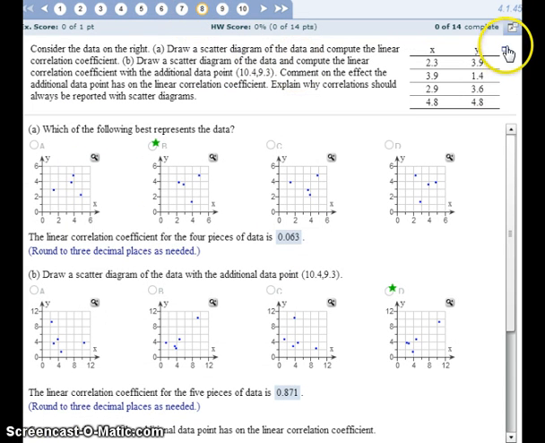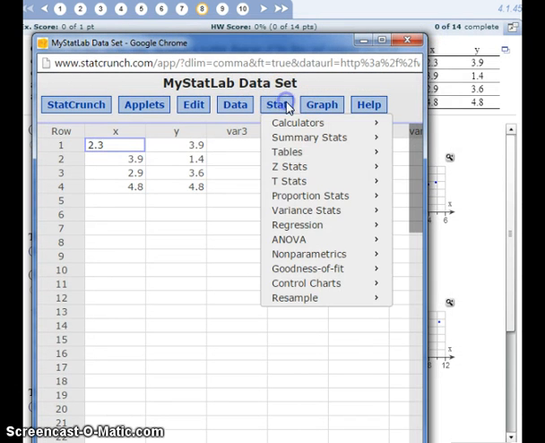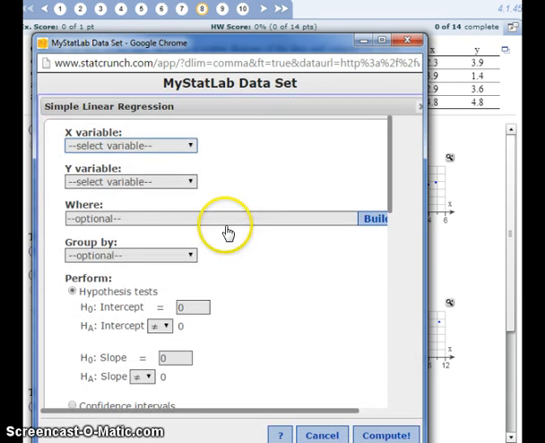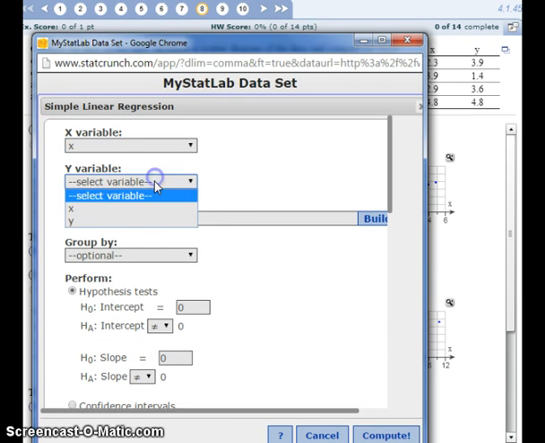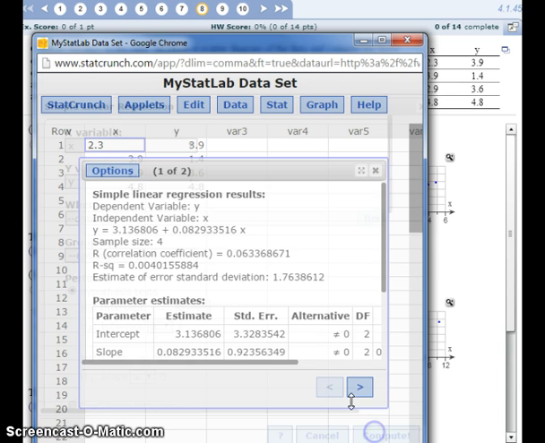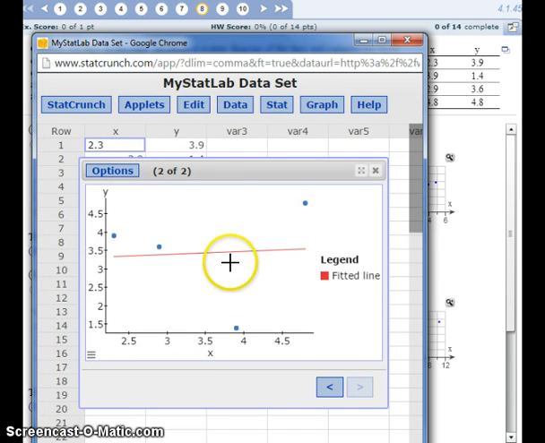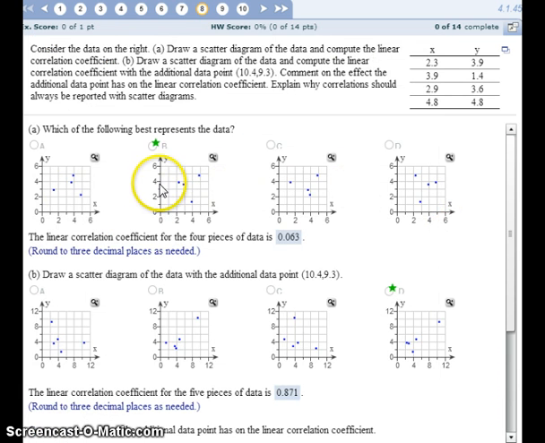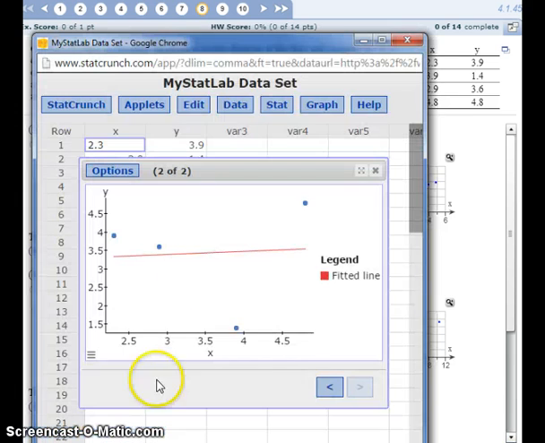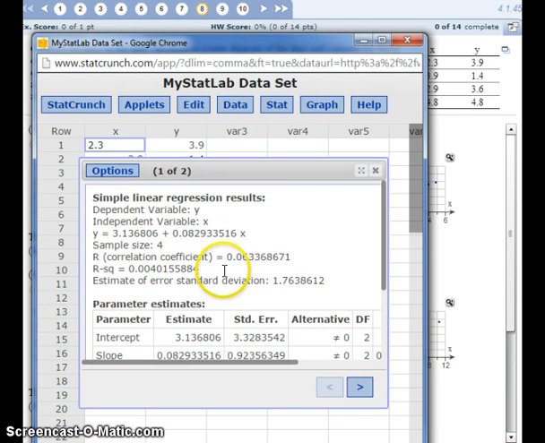And for number 8, again, open the data in StatCrunch. We're going to, once again, go to Stat, Regression, Simple Linear. Our x variable is x, and our y variable is y. So hit Compute. And you can look at the scatter diagram to help you make the correct choice. The linear correlation coefficient from StatCrunch, you'll see, is 0.063.